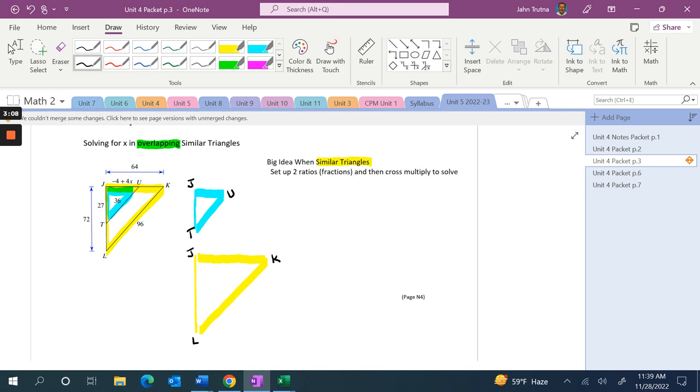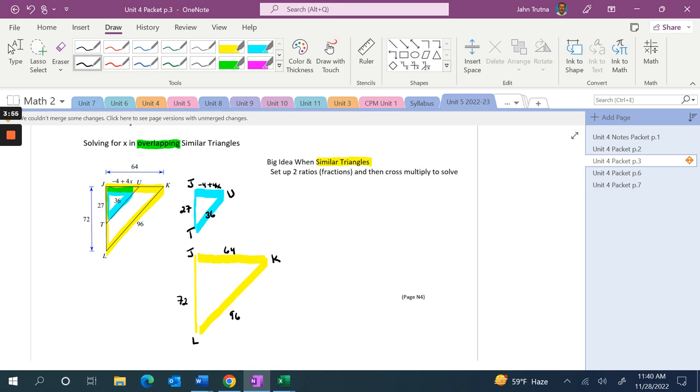So you can see I have labeled the corners, the vertices of the blue triangle, JTU, and the yellow triangle, JLK. And now I'm going to fill in the lengths. So the left side, the vertical side of the blue triangle is 27. The horizontal side, in other words, J to U, is represented by negative 4 plus 4x. And then the hypotenuse side, assuming this is a right triangle, I'm not too sure if it is, but we'll call it that, T to U, is 36. In the yellow triangle, J to L is 72. J to K is 64. And K to L is 96.